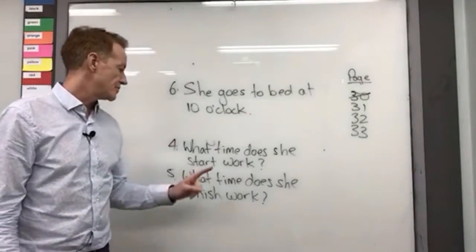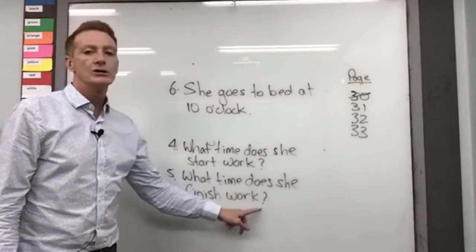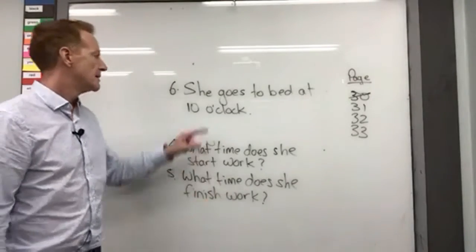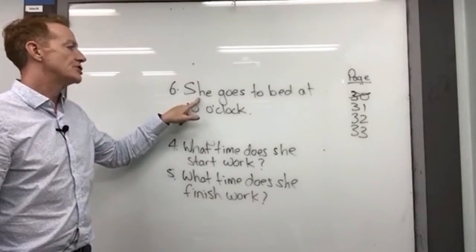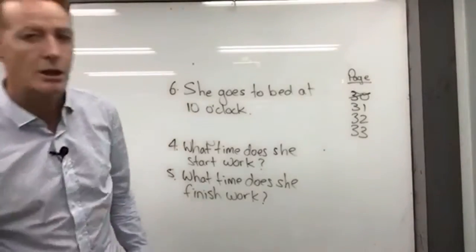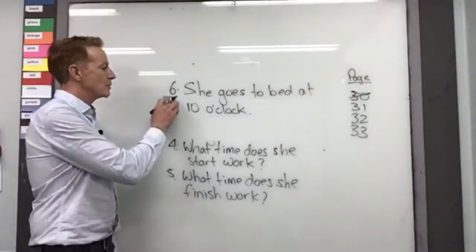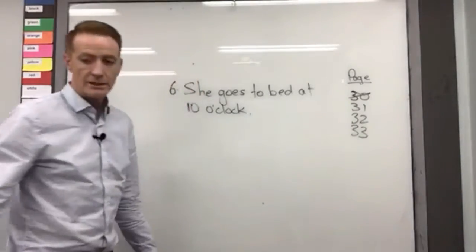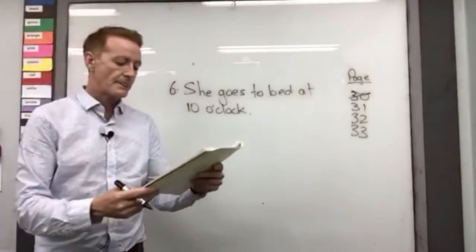All right, now just to remind you for the questions, make sure you have a question mark because they are questions. We are asking a question. This one is the answer. What time does she go to bed? She goes to bed at 10 o'clock. All right, just write that last one down in your book.